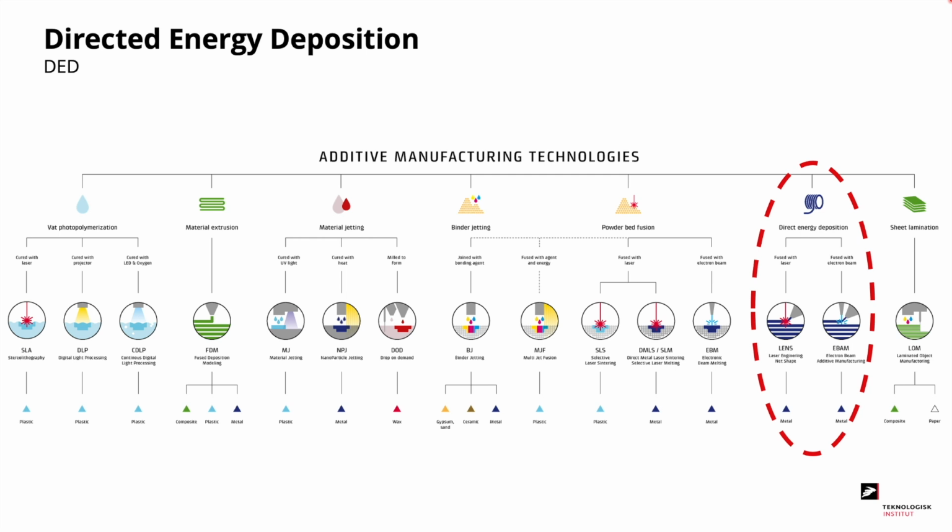Here we have a look at the 7 main additive manufacturing technologies, in which directed energy deposition is one of the technologies. It is typically divided into 2 main categories, one which is fused with laser, also called LENS or laser engineering net shape, and the other being fused with an electron beam. This is called EBAM, the same as electron beam additive manufacturing. But apart from these 2 processes, we will also be looking into wire arc additive manufacturing, also called WAM.